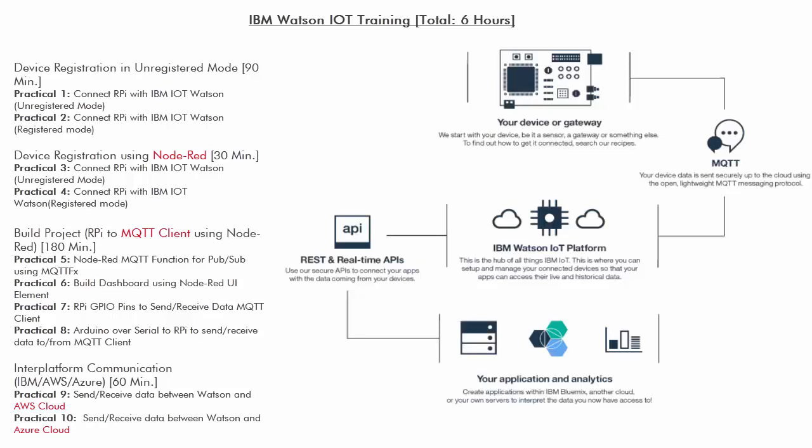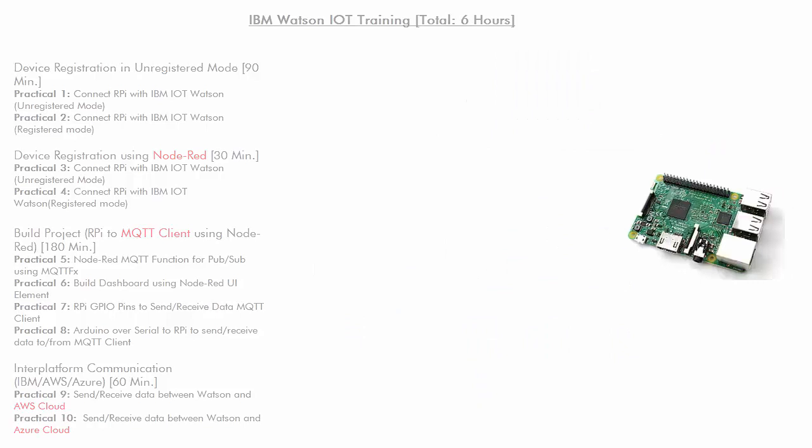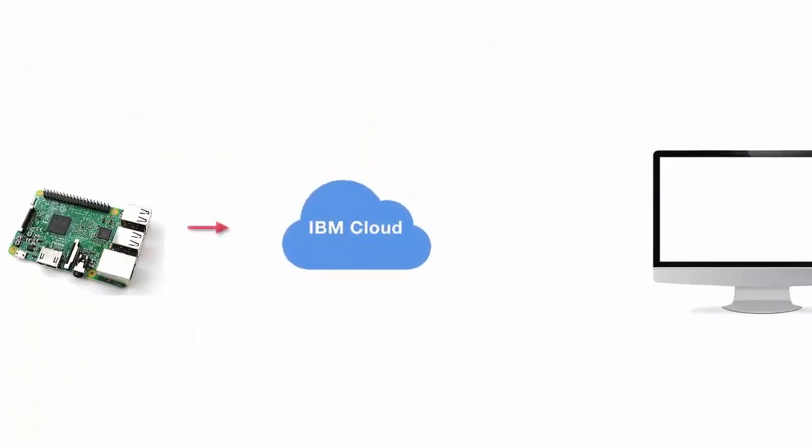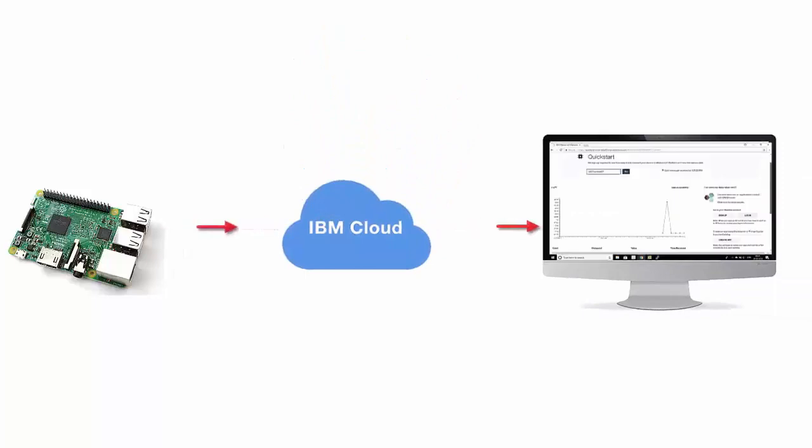So let's get started. The first thing that we want to do is connect and register our devices to IBM IoT platform in registered and unregistered mode. And we will spend almost 90 minutes to do all those things.